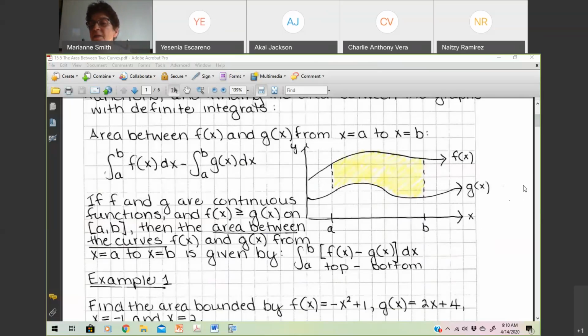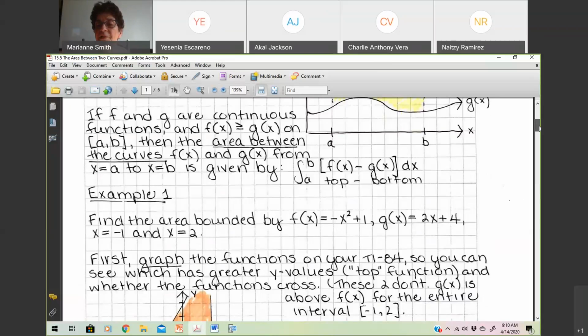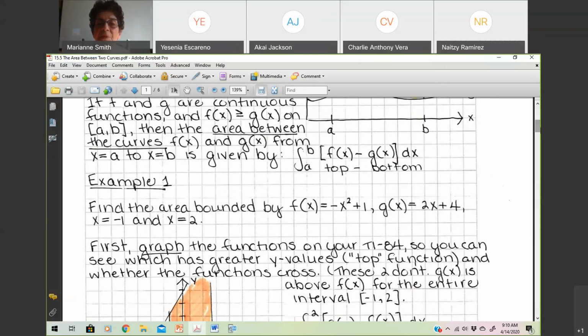Okay, so let's take a look at some examples. Again, we're going to start with the plain math book type examples where we're just doing a problem without context, just to develop the skill. So a question might say, find the area bounded by f of x equals negative x squared plus 1 and g of x equals 2x plus 4, between x equals -1 and x equals 2. Again, they're showing you these as vertical lines, but you can think of them as bounds on the integral.